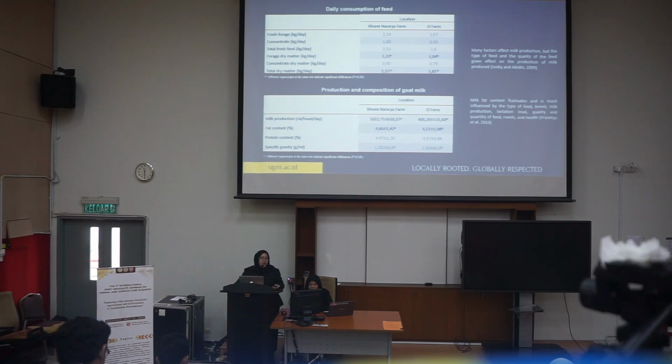Feed quantity affects milk production, but the type of feed and the quality of the feed also affect the milk produced. Milk fat content fluctuates and is much influenced by the type of feed, breed, milk production, lactation stage, quality and quantity of feed, and health.